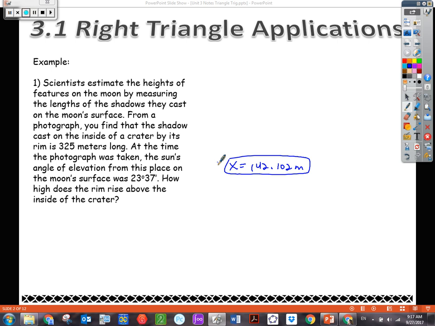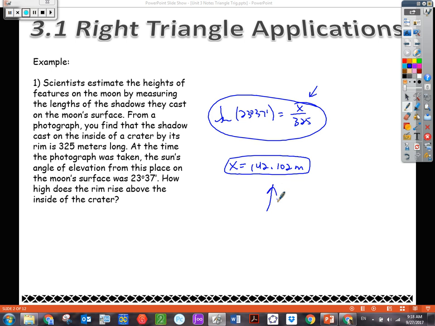Now let's talk about the work that you need to show. As I was walking around earlier, I saw some just answers. Just answers aren't going to be okay. We need the setup. All I need you to do is give me the problem setup, like I had here: tangent of 23 degrees 37 minutes equals x over 325. If I see that and the answer, I'm happy. Can you solve for x? Sure, absolutely. But I need to at least see your setup and then your answer. Not just answers. Those aren't okay.